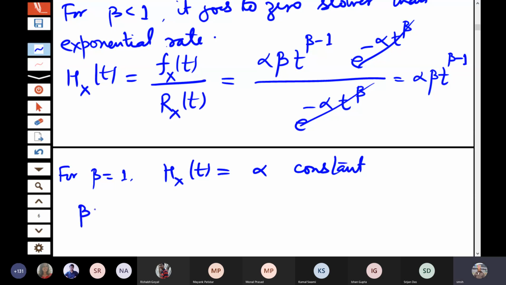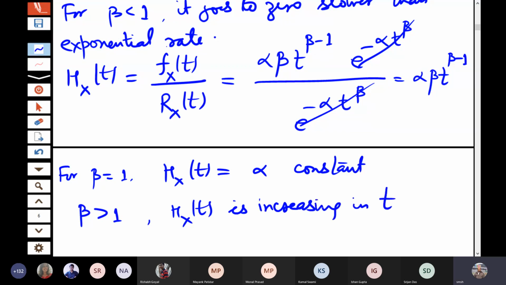And if I consider beta to be greater than 1, then you will get alpha beta t to the power beta minus 1, that is positive. That means the failure rate increases as time increases. So h(t) is increasing in t. So this is called distributions with increasing failure rate.